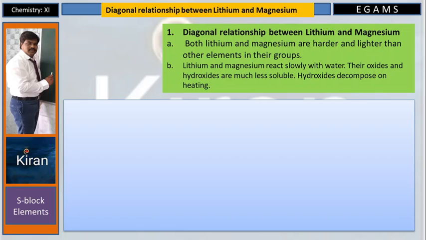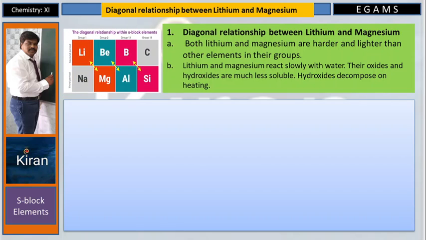So this is an example of diagonal relationship. The first A group element, lithium, is interlinked with the second A group element. The first element in one group has similar characteristic properties to the second element of the next group. This phenomenon is known as diagonal relationship.